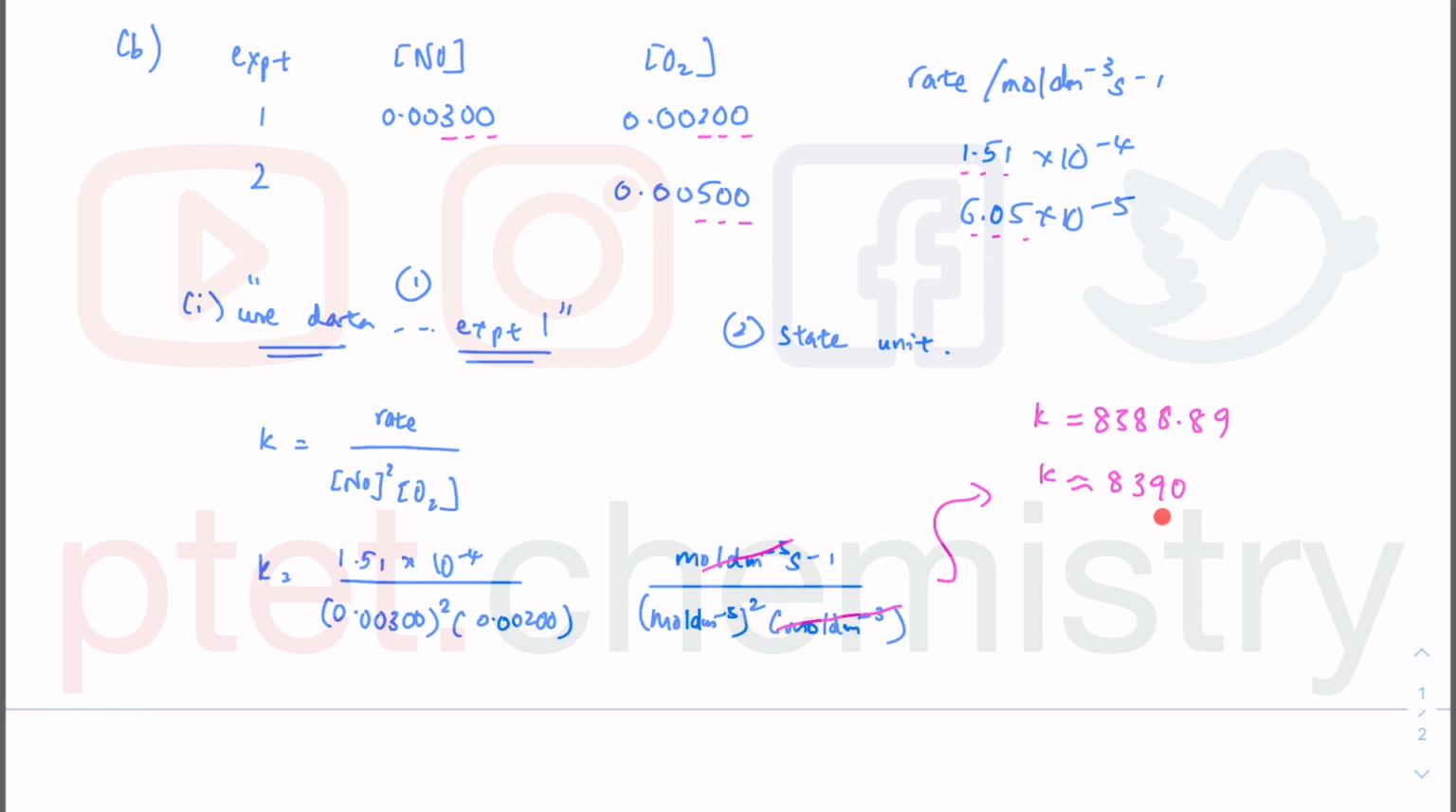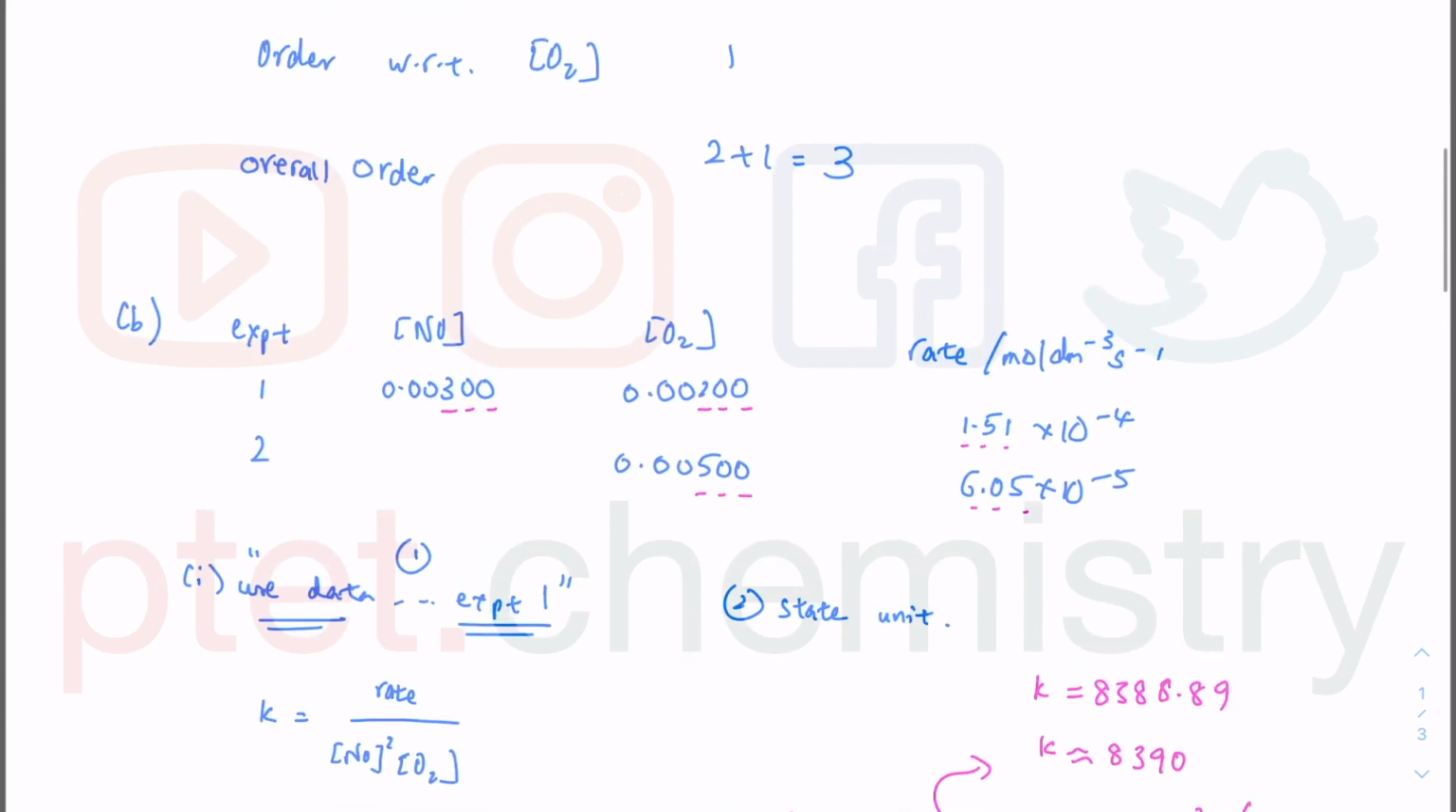So there's your final answer to 3 sig fig, and our units based on these will be mole minus 2, because it's 1 over that square, and then dm to the power plus 6, and second minus 1.